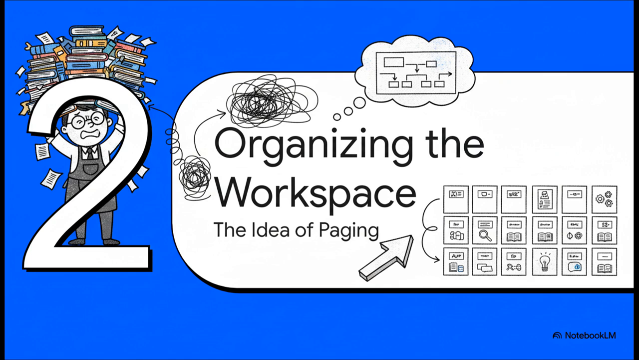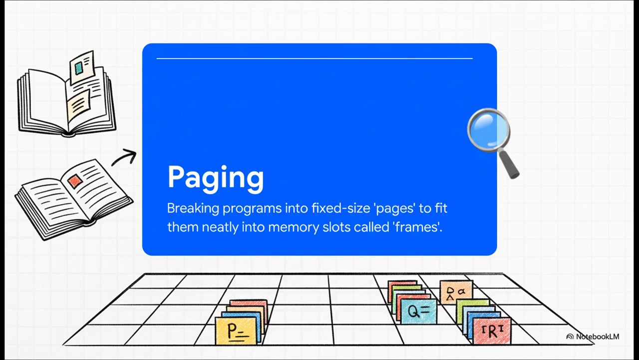Now, to keep everything from becoming a huge, messy pile on the desk, the librarian needs a system. And the first really brilliant idea they come up with is something called paging. It's a system designed to bring some serious order to that chaotic workspace. The idea behind paging is actually pretty simple. Instead of trying to haul a giant, heavy book onto the desk, the librarian breaks the book up into small, equal-sized pages. And the desk itself is divided into perfectly matching slots, or frames. This way, pieces from a whole bunch of different books can sit neatly on the desk at the very same time.